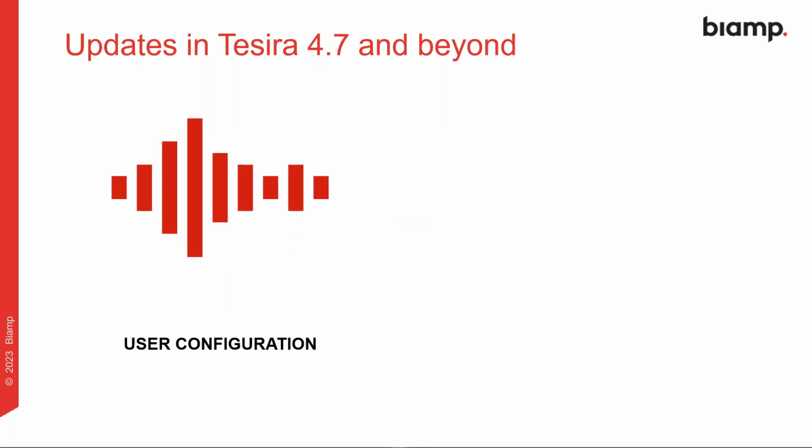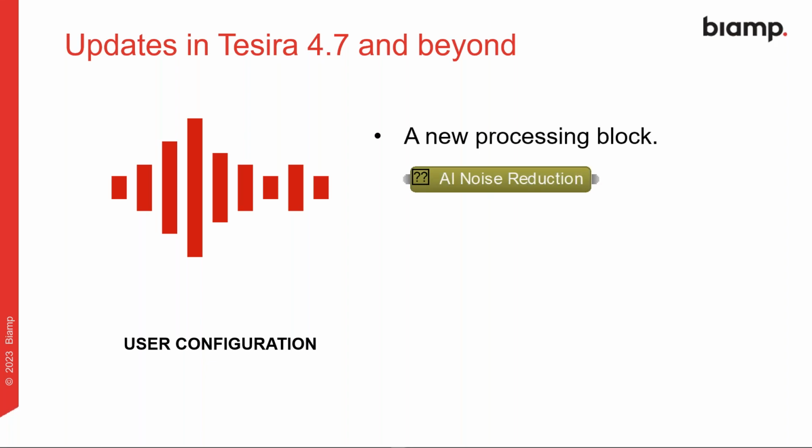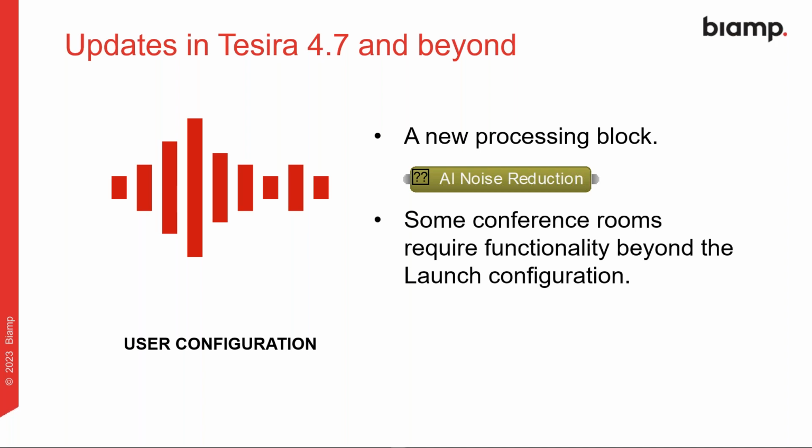And the big one is user configuration. So we've added the noise process block to a custom configuration system. So it's in Tessera software now, and there are many reasons for this. The first one is the obvious one.